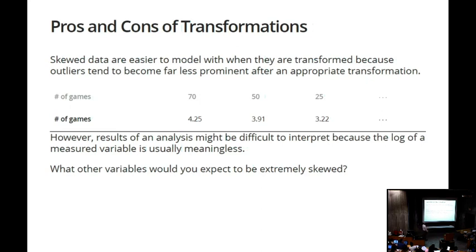Pros and cons. Pros, the outliers don't become so outliery. Cons, you mess with the units, and it's harder to analyze. We won't do this very often, but I just wanted to introduce it now simply because it's a good chance with the skew argument. So what variables would you expect to be extremely skewed?